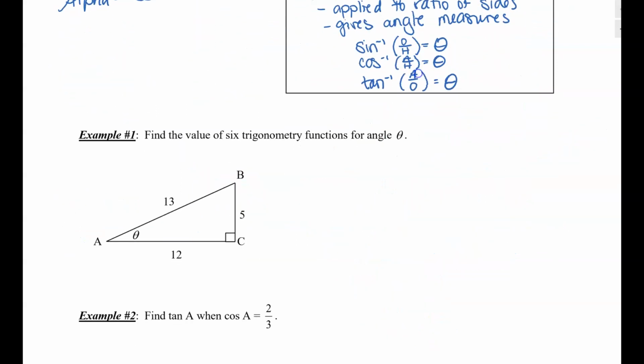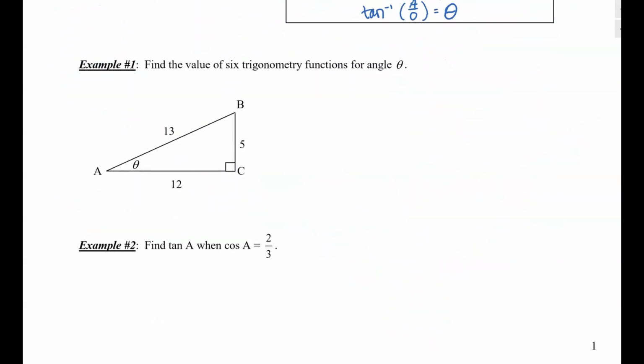All right, let's play with it. Here we go. Find the value of the 6 trig functions for angle theta. So the sine of theta is the opposite over hypotenuse. The cosine of theta is the adjacent over the hypotenuse. And the tangent of theta is the opposite over the adjacent. If you can reduce, you must. In this case, we can't.